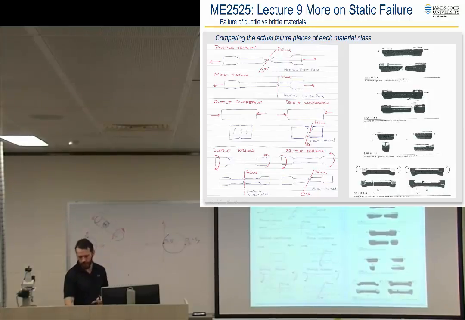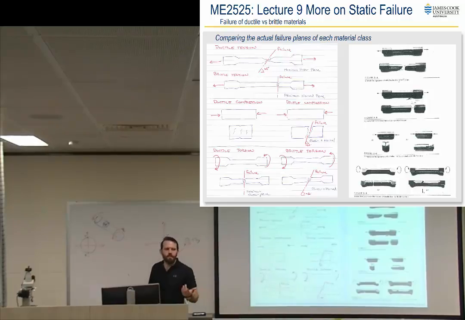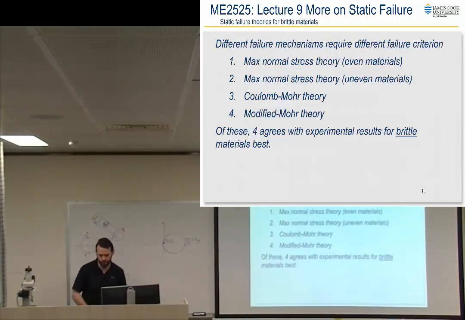Okay. And then for a brittle material, it happens again. It's some sort of hybrid of shear and normal. It's not straight. It's not 45 degrees. It's some sort of 60 or 30 or something like that. So what that's telling us is that we need some sort of a failure theory that allows for a combination of normal and shear to be causing failure. All right, and so that's what these brittle material failure theories actually give us.